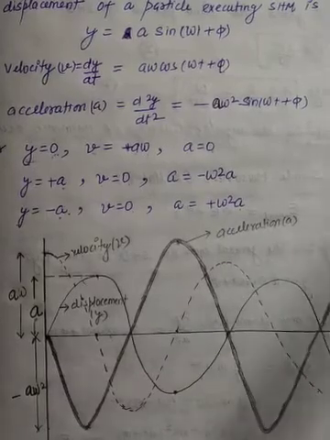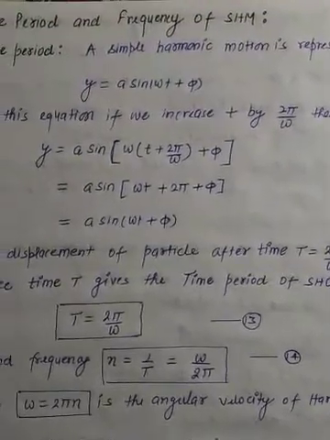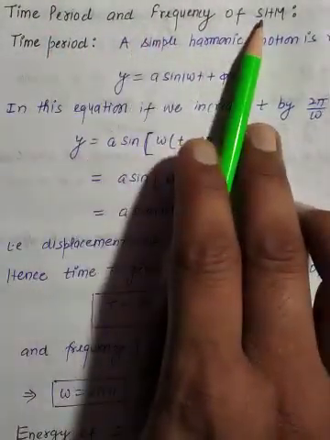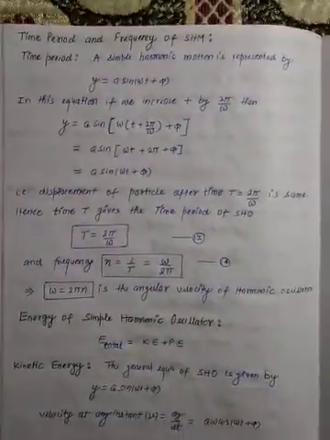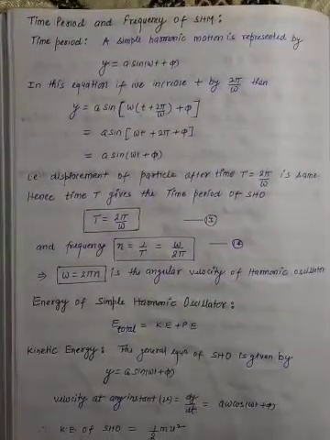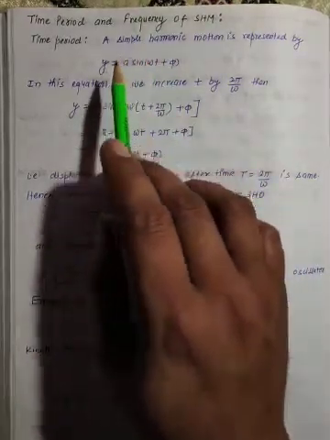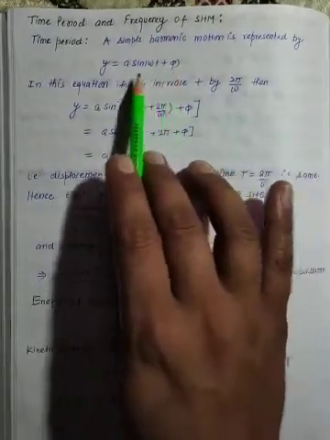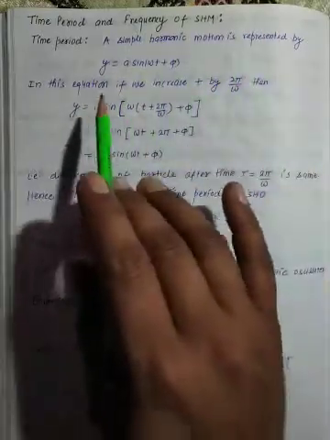Okay, so now moving forward, let us talk about the time period and frequency of SHM. So you can say that a simple harmonic motion is represented by this type of equation. This is the solution of that differential equation, the differential equation of that particle which is performing or executing SHM.